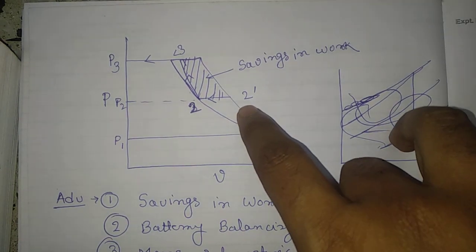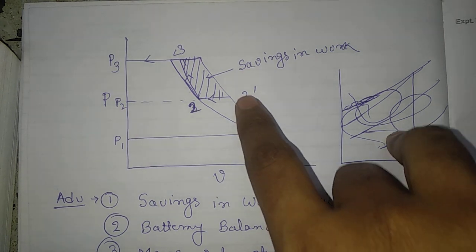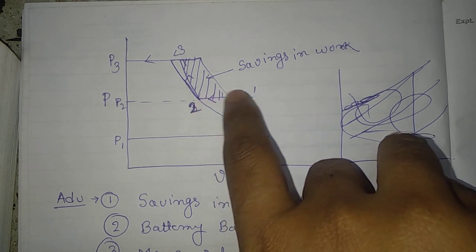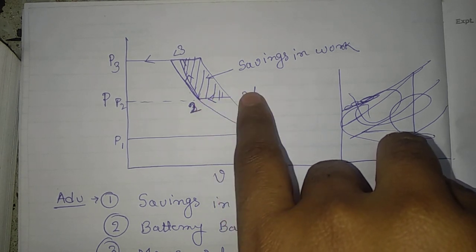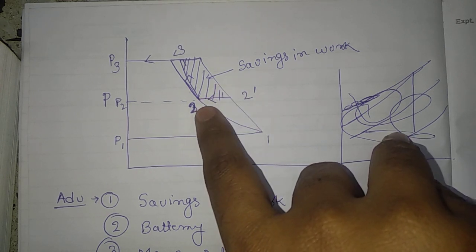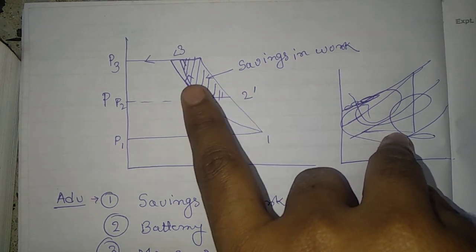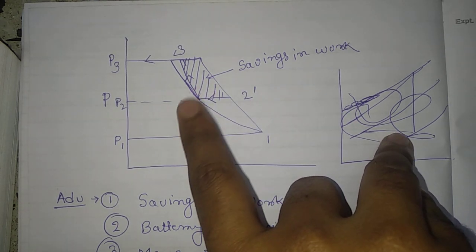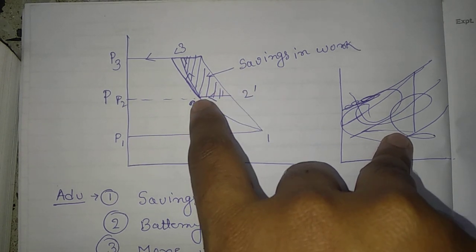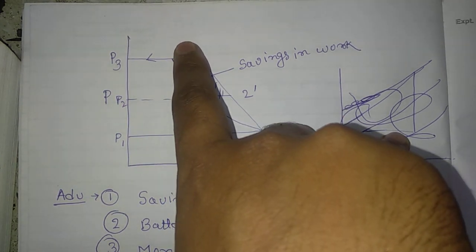Now when the compression process takes place in the multistage compression process, that is indicated in your diagram as 1 to 2 dash. Now 2 dash to 2 suggests there is an intercooling process in which the temperature is reduced and the pressure is constant. That means a constant pressure cooling process occurs in your intercooler, from 2 dash to 2. Now again from 2 to 3, the compression process takes place in your high pressure cylinder.